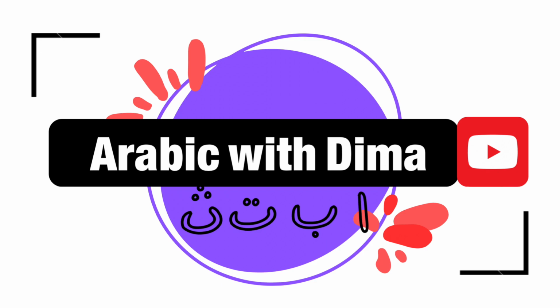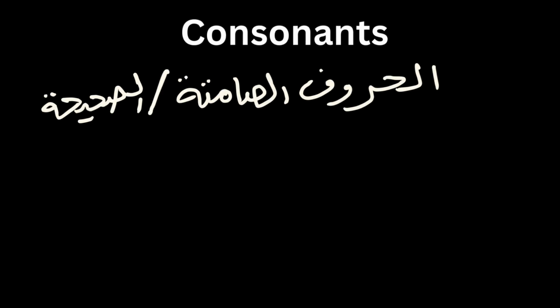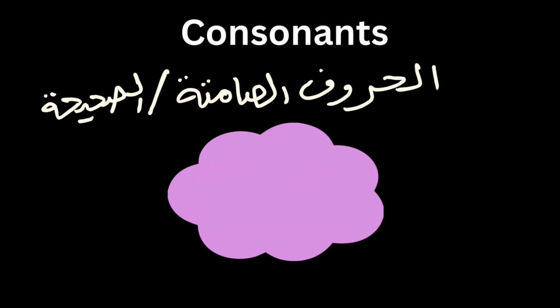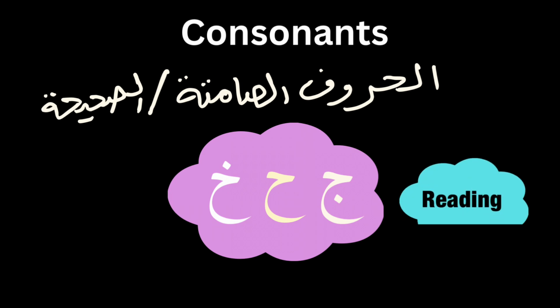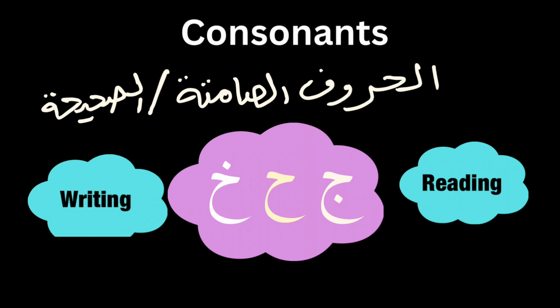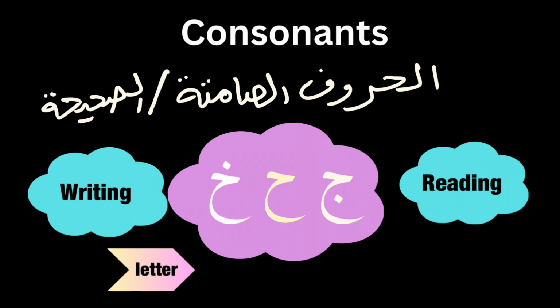In the previous videos, we learned about الحروف الصحيحة or the consonants. And in today's class, we will continue talking about more حروف صحيحة. And we will talk about جيم, ح, and خا. And as usual, we will learn how to read each letter and how to write each letter separately and within a word.